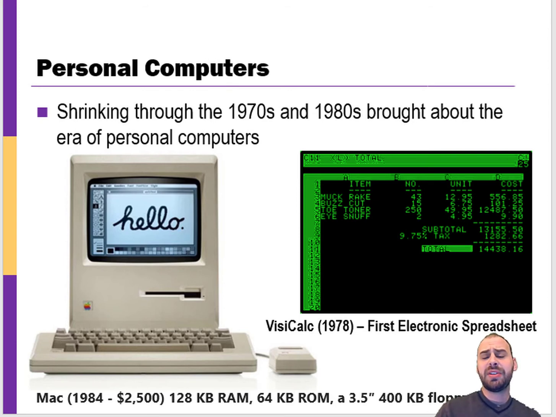Now, personal computers. This is where you start getting the early days of personal computers in the 70s and 80s. And what we're seeing here is actually a picture of a 1984 machine for $2,500. It contained 128 kilobytes of RAM and had a 400 kilobyte floppy drive. So that was state of the art, inexpensive, but amazing technology from its day.